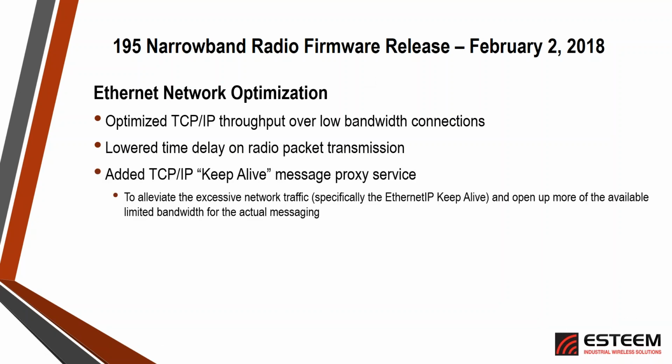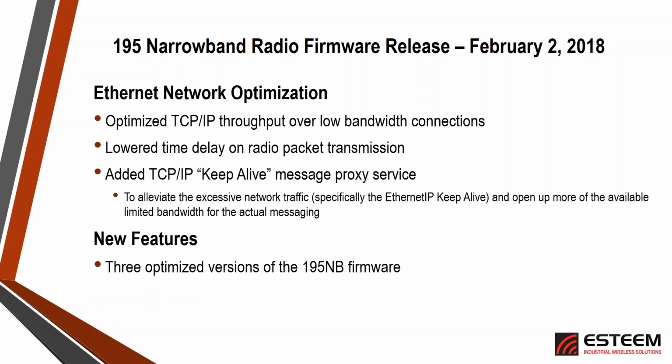The next one was a very large change, brought in to alleviate some excessive network traffic, specifically the Ethernet IP Keepalive traffic. What this allowed us to do was write within the radio a proxy for the Keepalive. If we saw the Keepalive on either side of the network, we did not pass that over the RF link, but just answered the proxy on either side. Both of those changes to the firmware allowed a much faster network throughput when running over Ethernet.